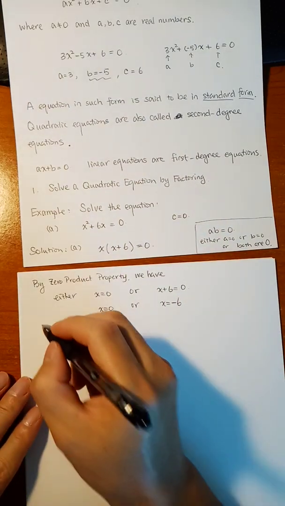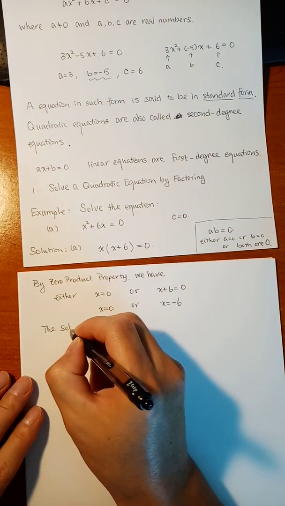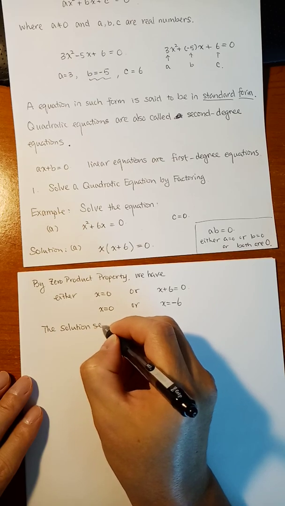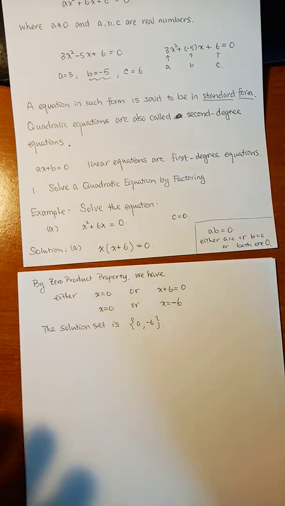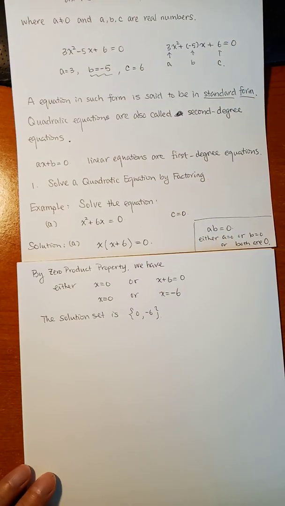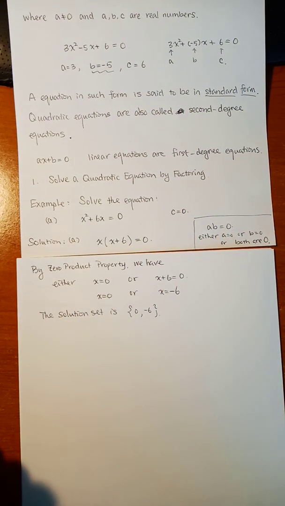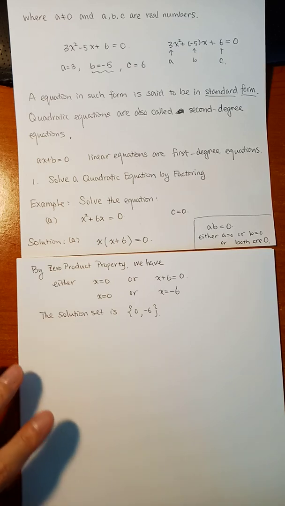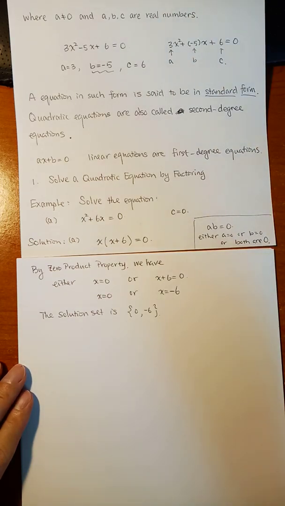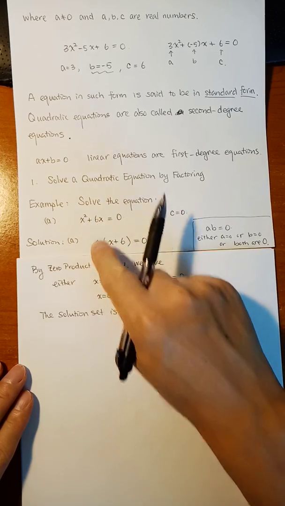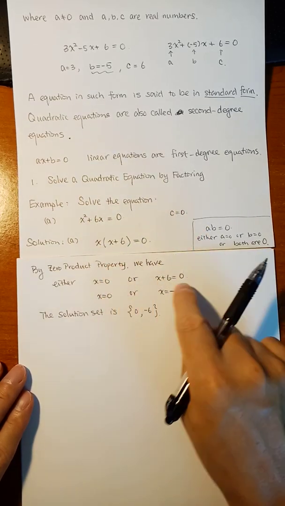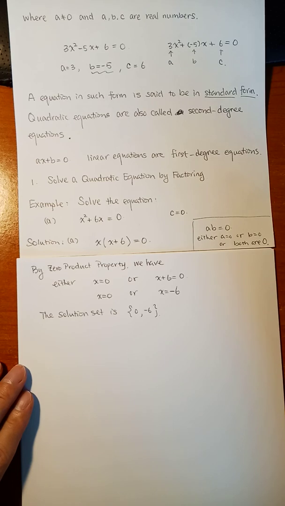Okay, so this is the solution set. The solution set is 0 or negative 6. There's no order to write a solution set. You can write negative 6, 0, or 0, negative 6. Both fine. You just include both. That's enough. Okay. So when c is equal to 0, if you only have the x squared term and x term, you always factor out x and then apply the zero product property. Okay?